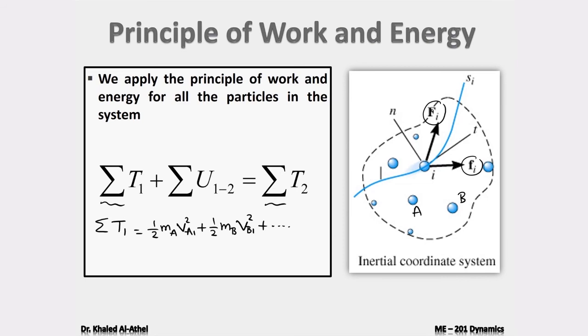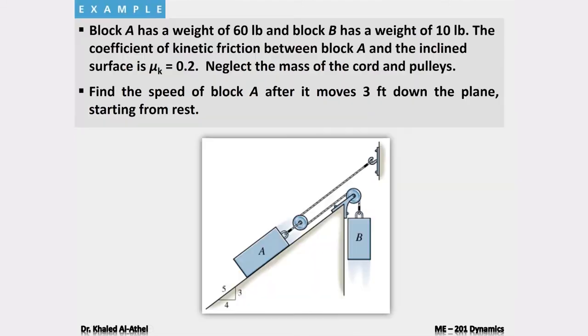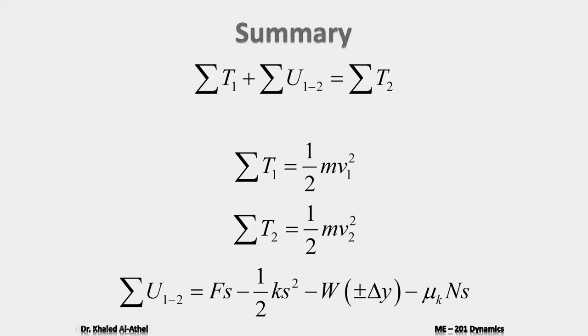And we have one example that we are going to solve next that will highlight this advantage of writing it for the whole system. So just to summarize, the principle of work and energy is only this equation, where we know that this is T1, this is T2, and the work done between position 1 and position 2 could include external forces, or could include the work done by a spring force, or the weight, or friction forces.